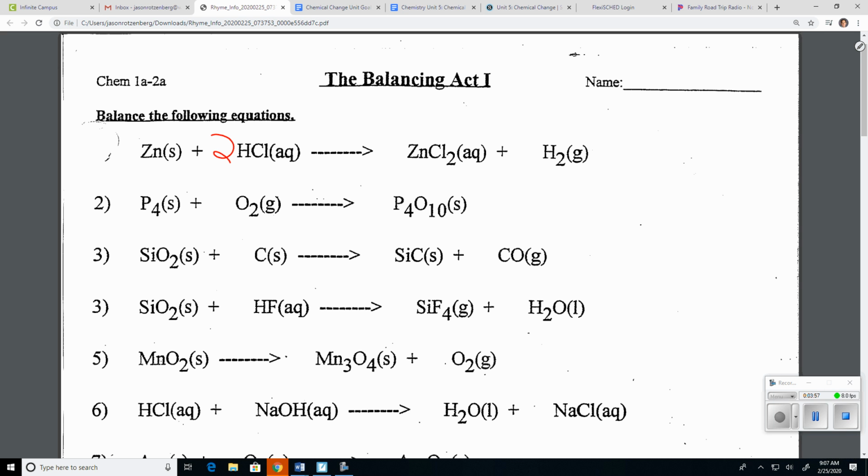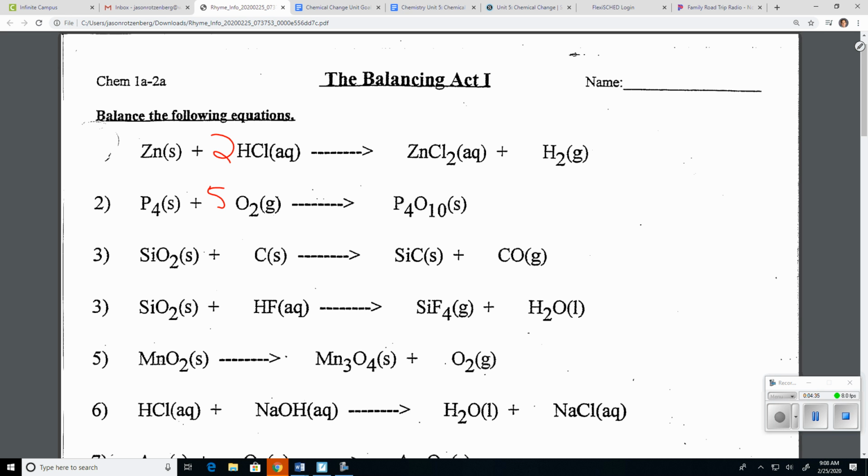So we use coefficients in front of compounds to show how many of these things we need. Typically what you do is you work left to right. So pick the first element on the left-hand side. If I look at question number 2, I have 4 phosphorus on the left-hand side. Then I'd look on the right-hand side. I have 4 phosphorus there. Okay, that's balanced. I look at the left-hand side. I have 2 oxygens on the reactant side. I have 10 on the product side. So what coefficient should I use in order to balance this equation? A 5.